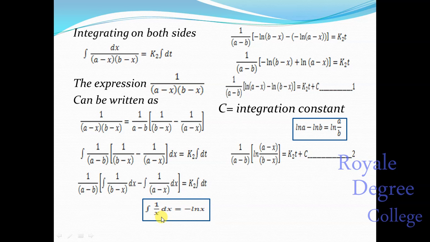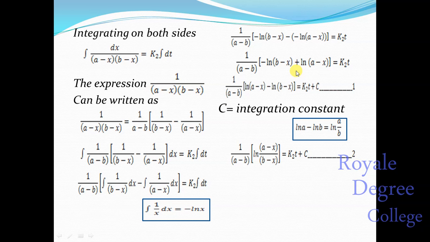Now we use this formula: the integration of 1 by x dx is equal to minus ln x. Here, both terms are of the form 1 by x dx, and in that place we write minus ln x. The 1 by (a minus b) is a constant, so we keep it as it is. So 1 by (a minus b) into minus ln (b minus x) minus minus ln (a minus x) is equal to k2 t. In the next step, minus into minus becomes plus, and the rest are as they are.